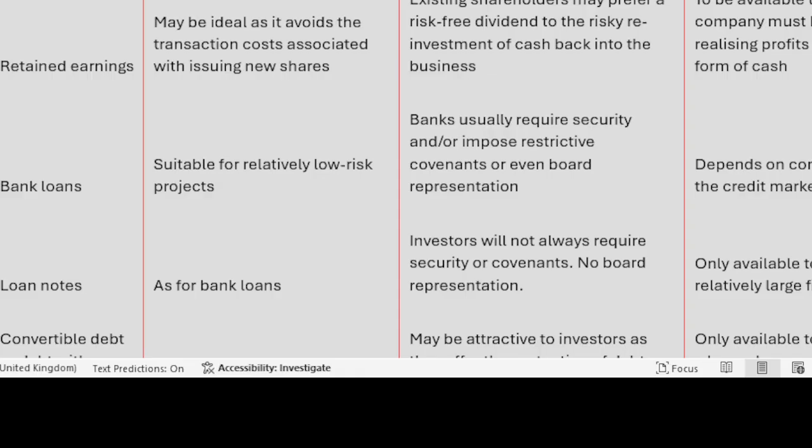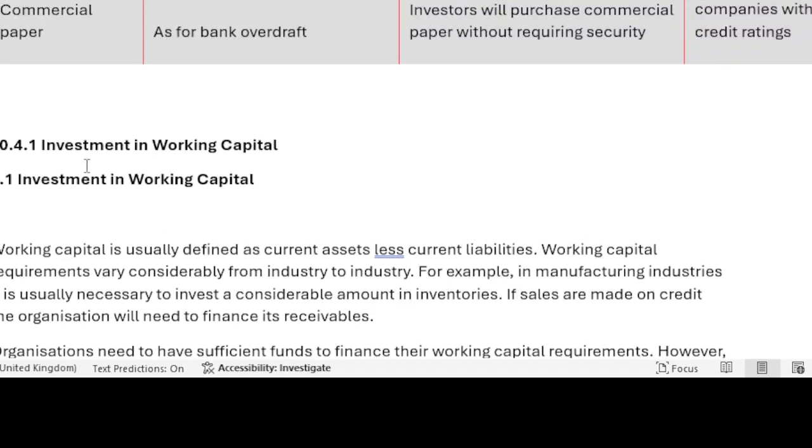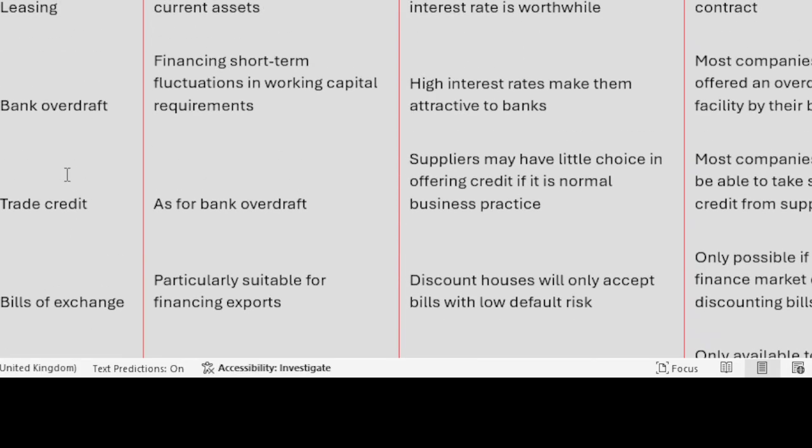Other external sources of financing that we can have are bank loans, convertible loan notes, long-term loans that run for more than a year, initial coin offering for currencies, we can have overdrafts, we can have trade credit, we can have bills of exchange and commercial paper. So those are the different sources of finance.